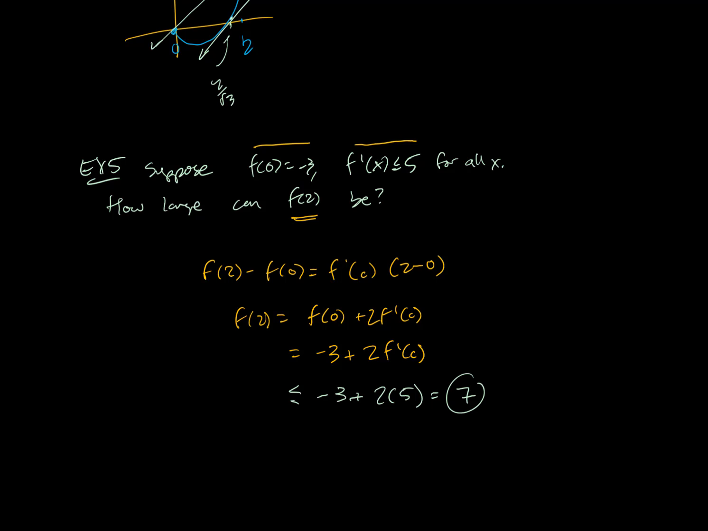So if I give you a function, I say, look, f of 0 is -3, the derivative is less than or equal to 5, and f of 2 takes on the value of 10, you're going to be quick to tell me either that function is not continuous or it doesn't exist. Alright, so the mean value theorem can help us with that.